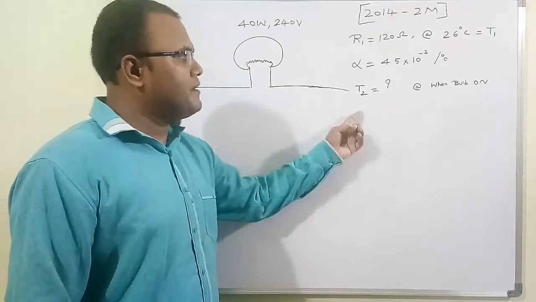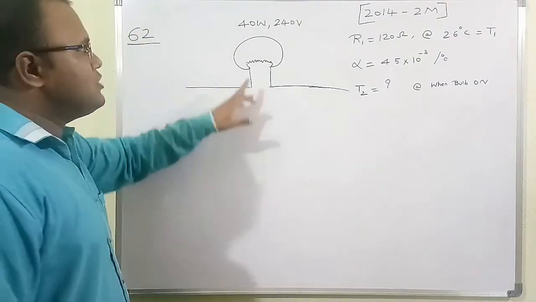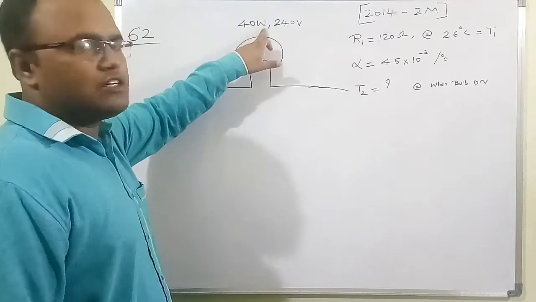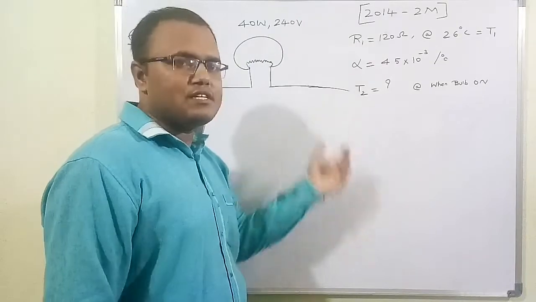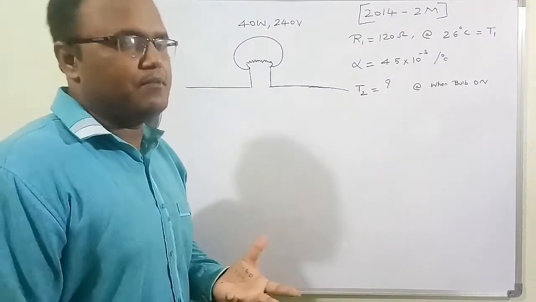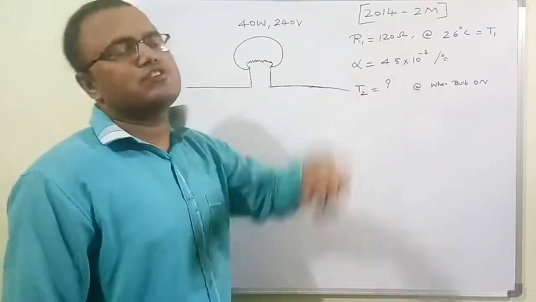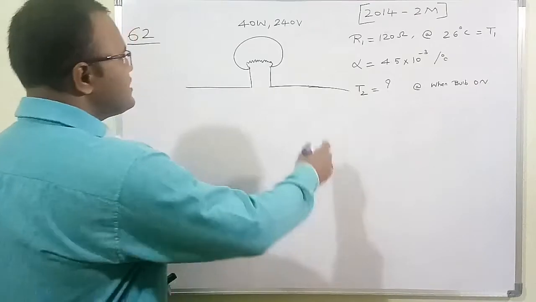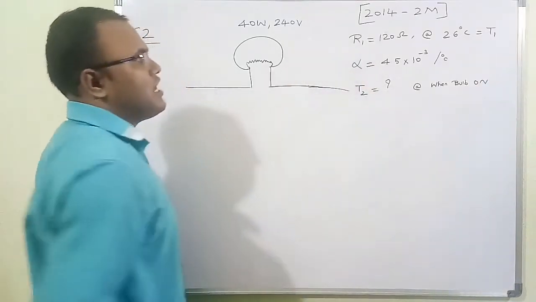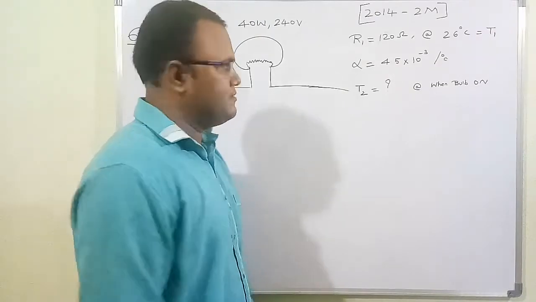So this is the main agenda of this problem, which is to find the temperature of the bulb when it is on. It is going to dissipate a power of 40 watt when we supply a voltage of 240 volt. We need to figure out the temperature of the bulb in this question, and this question was given in GATE 2014 for 2 marks.